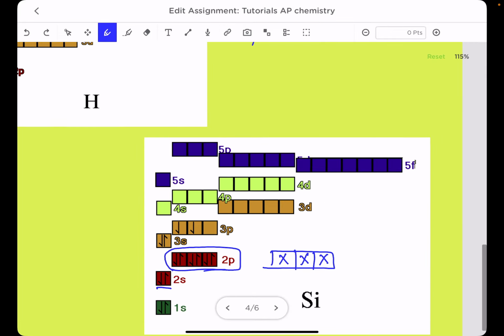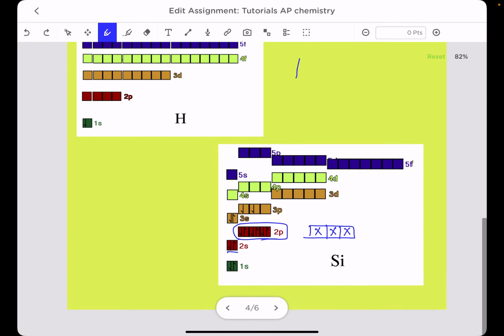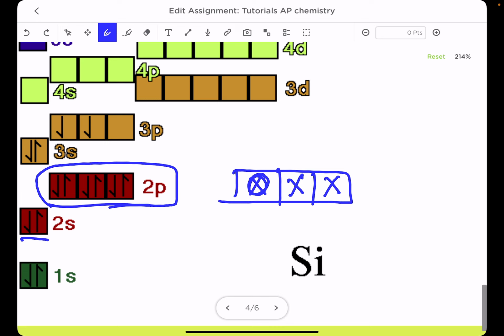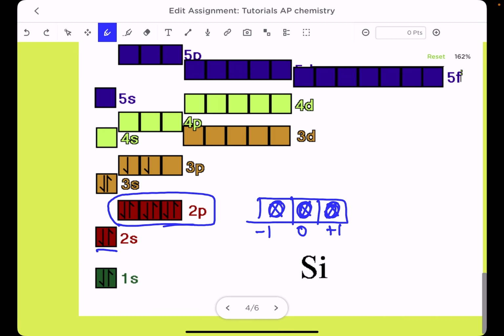Degenerate orbitals are those having the same n and the same l, but different ml. So the electron here is degenerate with the electrons here and here, because here they have the ml of -1, here the ml of 0, and here the ml of +1. Also, the electrons in the d are called degenerate. So this is ml -2, this is ml -1, 0, +1, and +2.